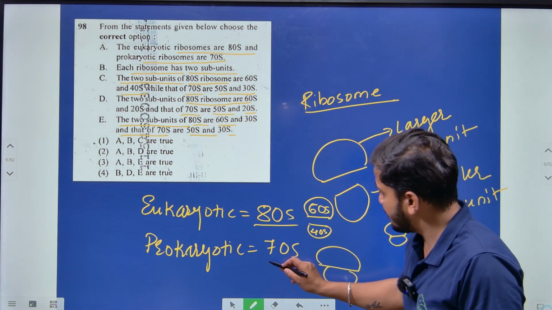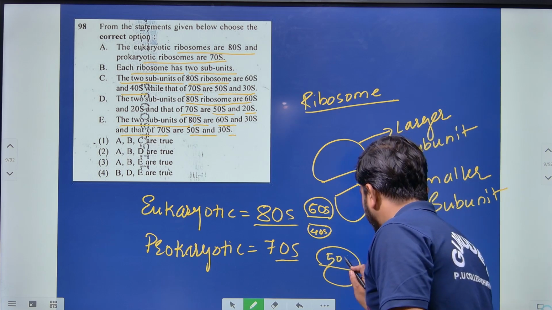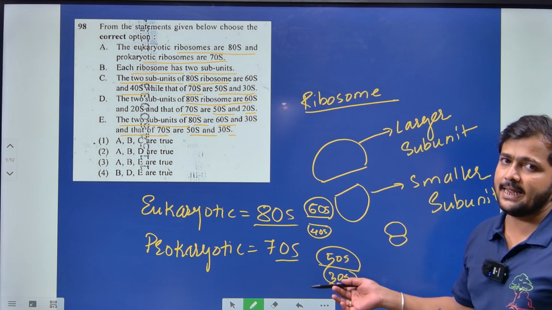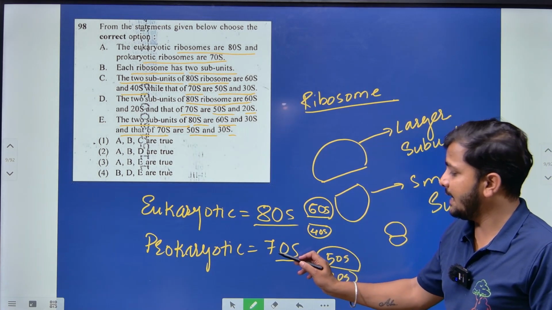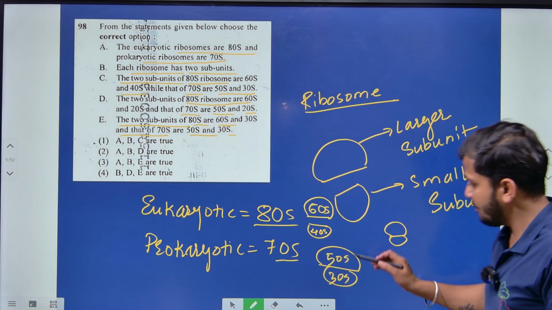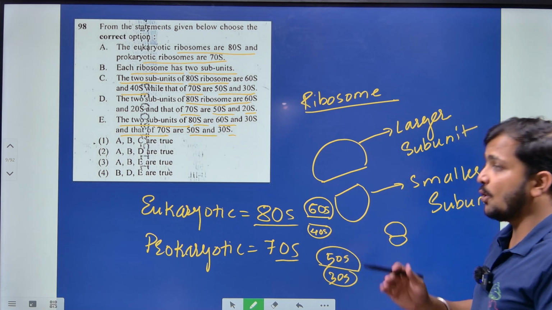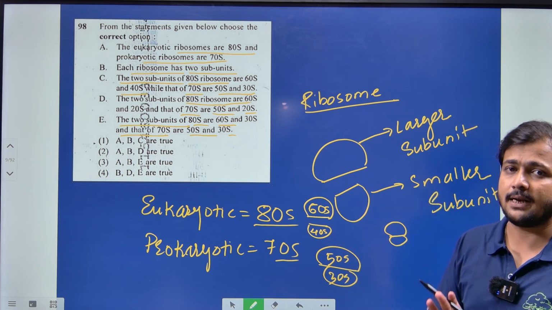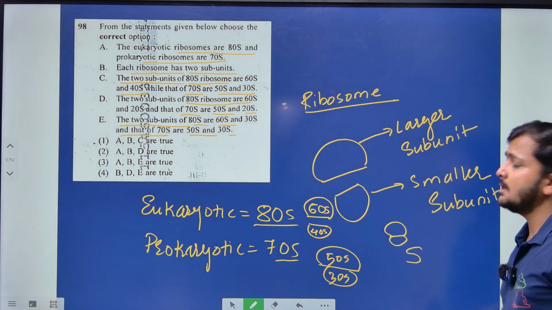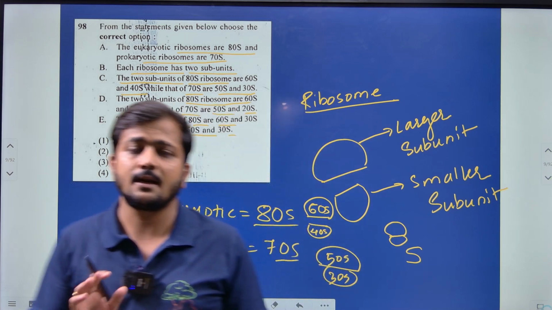Even for the prokaryotic ribosome, it is 50S and 30S. So 50S and 30S would make 80S, but here it has a 70S type of ribosome. The reason is that when both of them combine, the density comes down, which differs from the calculation, right? S stands for the Svedberg unit, and that is based on the density of the ribosome.